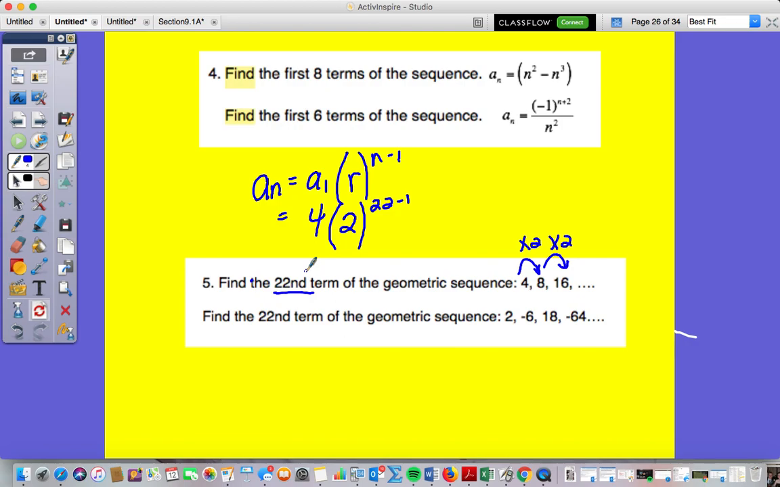It's going to be a really big number, by the way. So just be careful. Some people have done this before. Don't multiply 4 and 2. Make sure you do the 2 to the power of 21, then multiply that by 4.